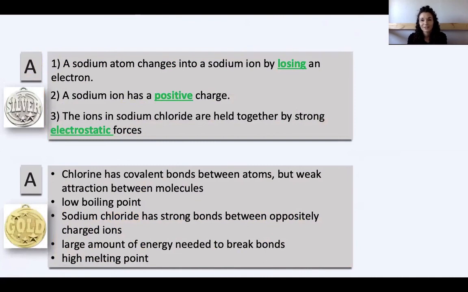Fantastic, well done. Get your pens ready to give yourself some big ticks. I'm really proud of anyone that's watching this video and giving these questions their best shot. A sodium atom changes into a sodium ion by losing an electron. A sodium ion has a positive charge because it's lost an electron, and electrons are negative. The ions in sodium chloride are held together by strong electrostatic forces.